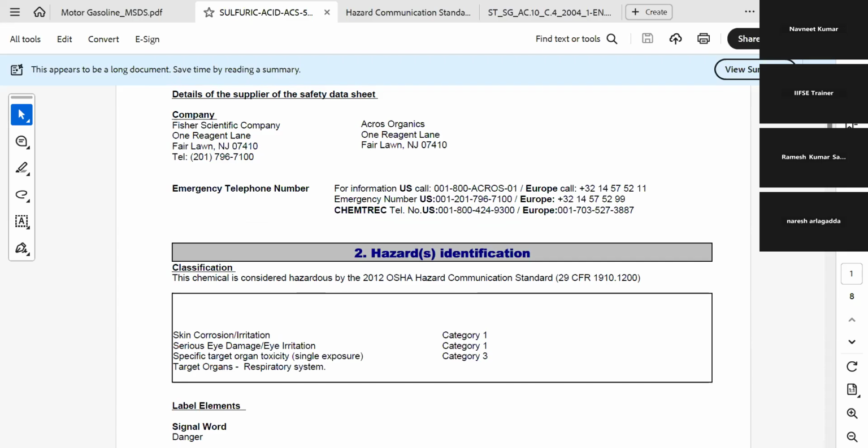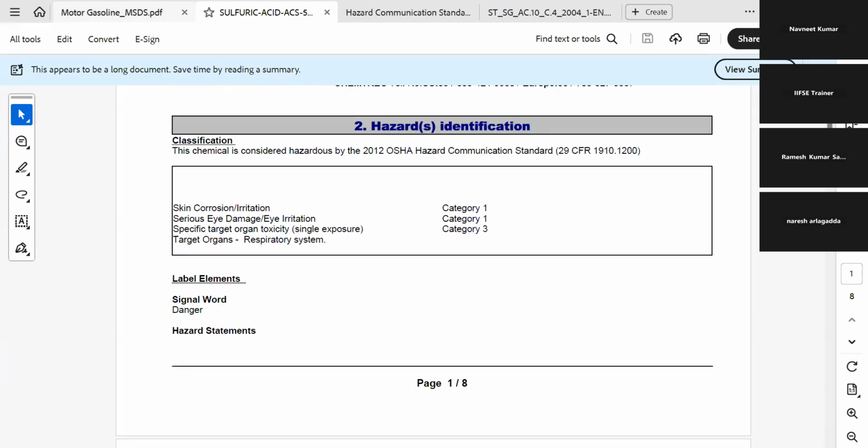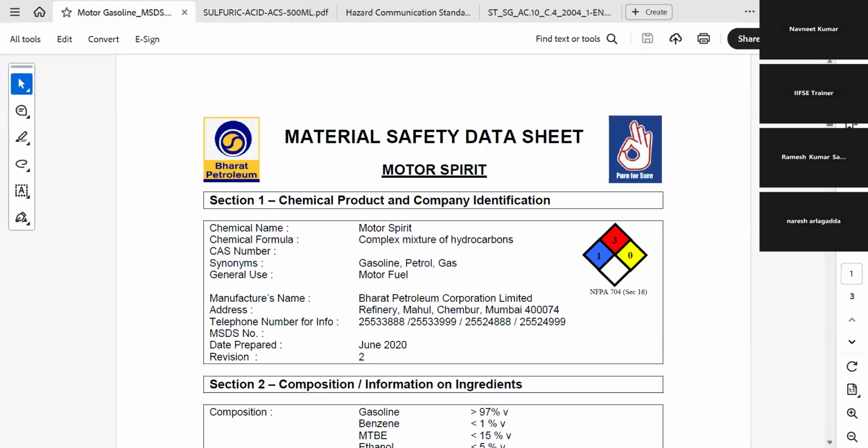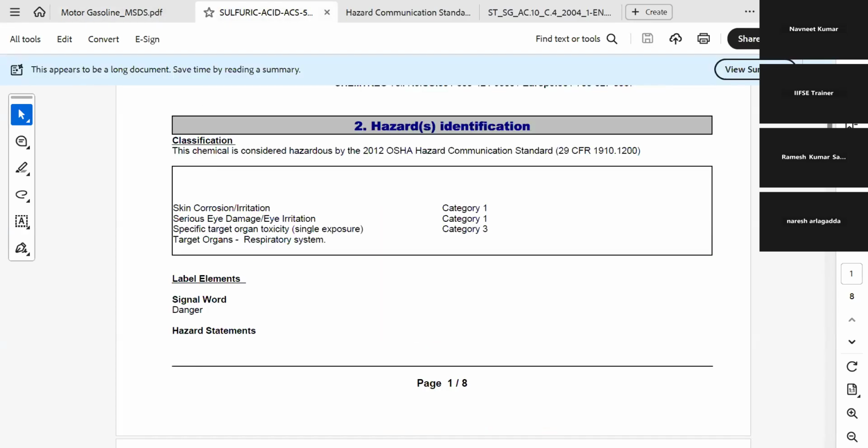In case of any accident, as we see in external transportation, if you are sending sulfuric acid in a road tanker and it meets with an accident on the road, what kind of precautions are to be taken? Then what are the hazards? There we have the composition. Here they have given the composition, and here the third section is hazards identification. Here the second section is identification.